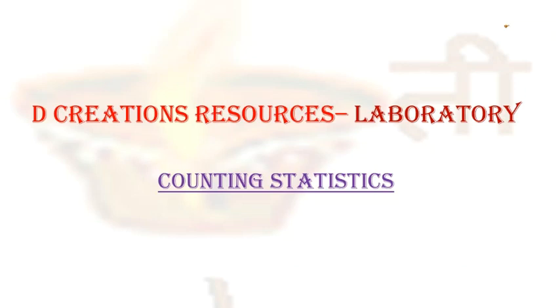Hello, I am Dr. Deepthi and we are discussing the experiment counting statistics. So radioactivity, as we all know, is a random phenomenon. So it's not possible to predict when, say, a radioactive nucleus, for example, a carbon radioactive nucleus, will be decaying.